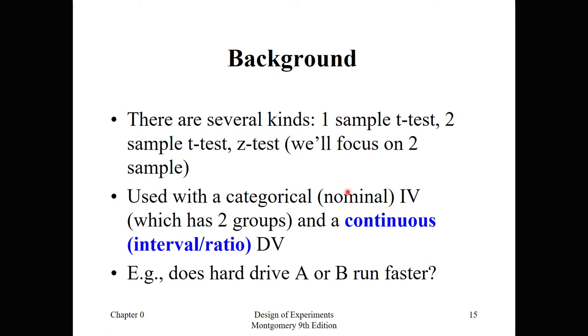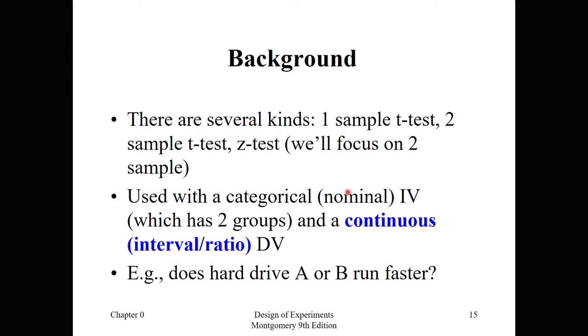And again, if you're not familiar with these, I recommend you go back and check your notes from Basic Statistics 1 and Basic Statistics 2, Math 115 and 116 to check on these. And this is used with a categorical independent variable, so your grouping variable. A common example might be something like, let's compare two different kinds of computers to see which one runs faster.